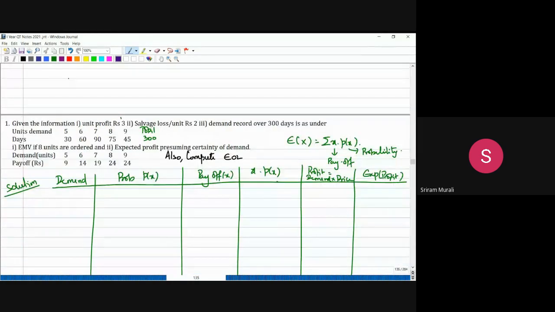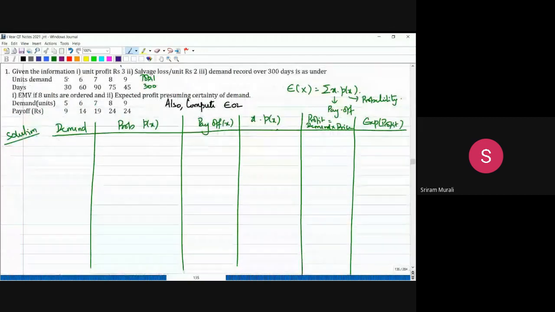You are given this information. Unit profit of ₹3. Salvage loss per unit is ₹2. Demand recorded over the past 300 days is as under. So EMV means expected monetary value.